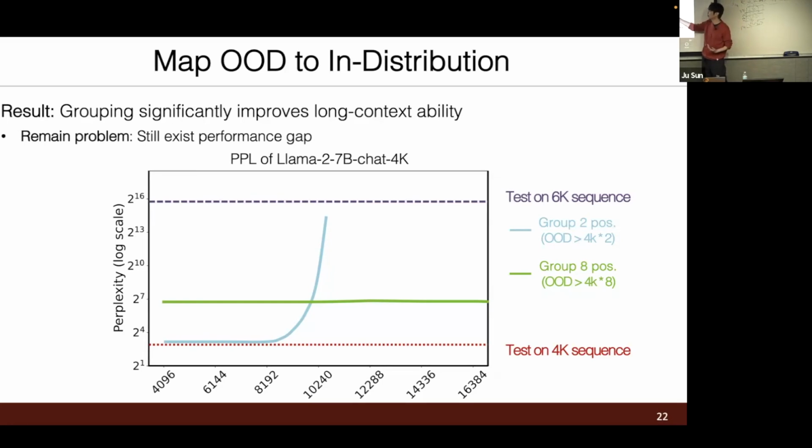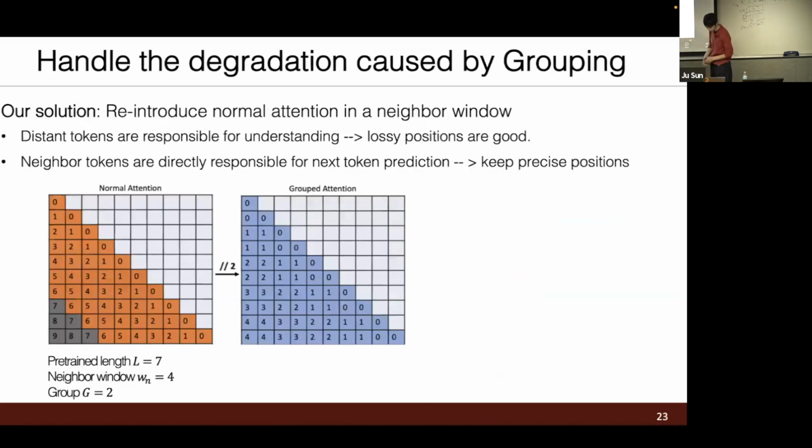If we group every 8 words together, that means the model cannot distinguish the relative order within every 8 words. So you can see there is actually a huge performance gap between this simple strategy and the original performance. Although we increase the effective context length by 8 times, we sacrifice a lot of the model's language modeling ability. Later, I will talk about how we deal with this problem.